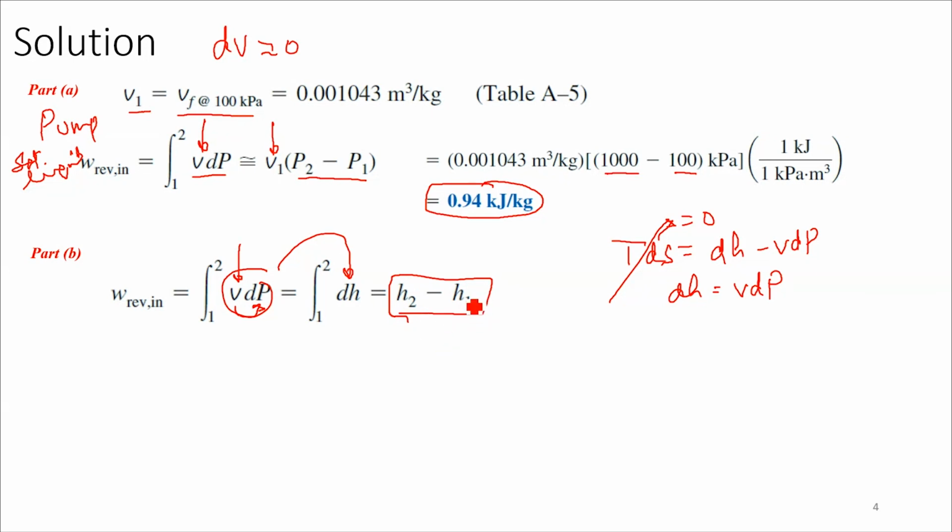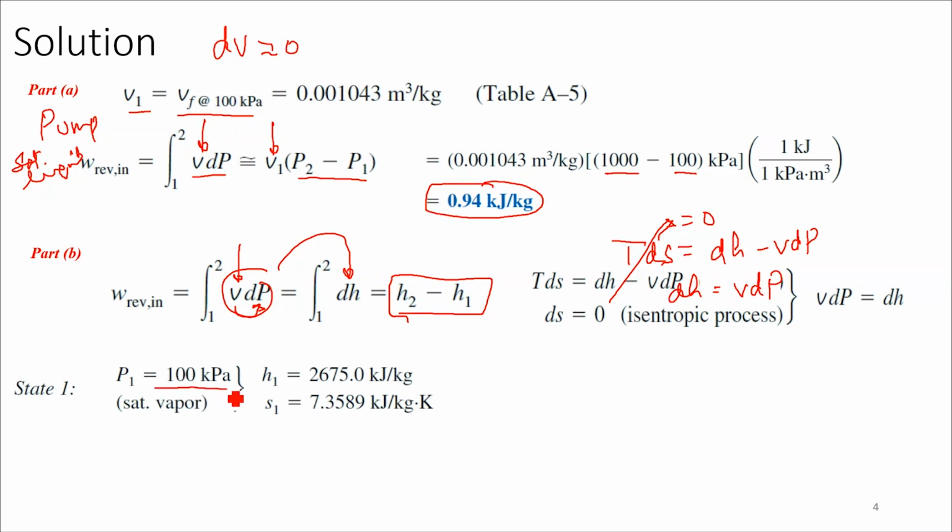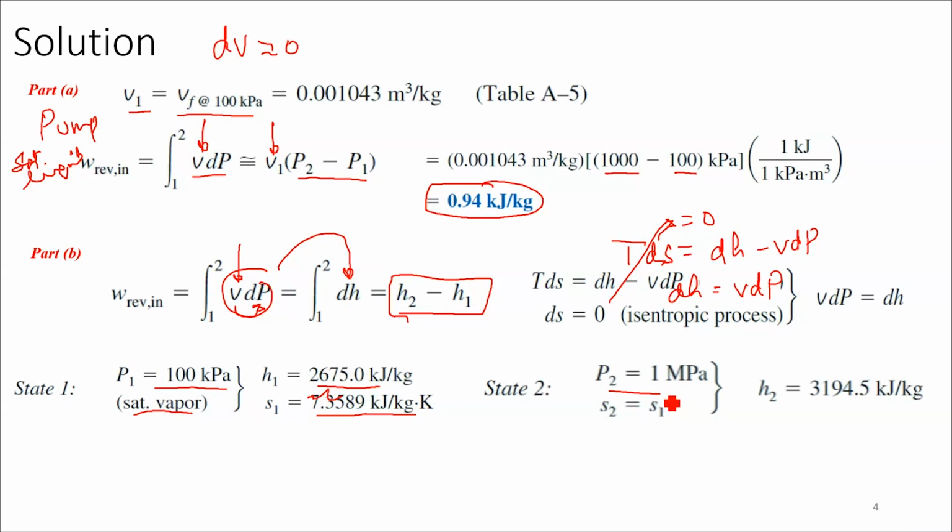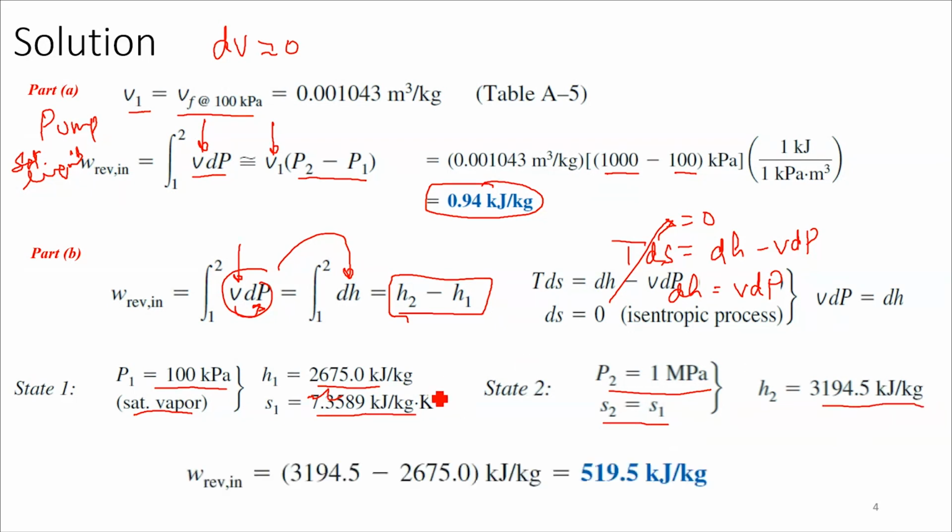And now if you consider the enthalpies at the two states, at the first state you have 100 kilopascal pressure, saturated vapor. You will directly read the value from the table. Also note down the entropy value, since the entropy at state 1 is equivalent to the entropy at state 2. So what you can do is go to the pressure of 1 megapascal, take the entropy equal to that of the first state, and find out the enthalpy value at the second state. You just have to take the difference of the two, and that would give you the compressor work for the steam. Is it clear?